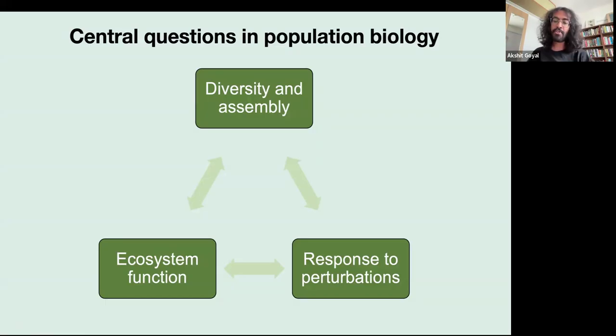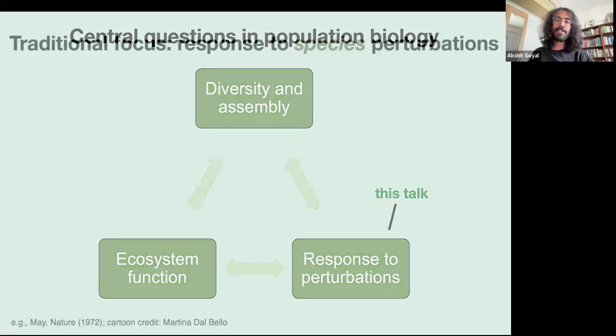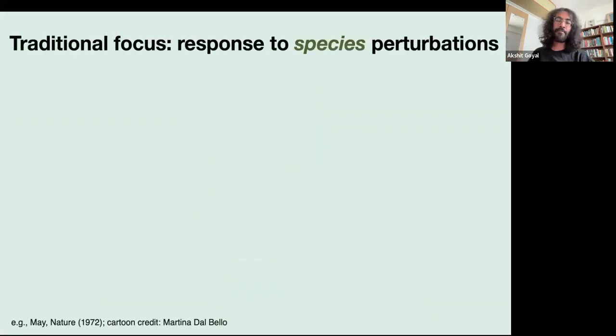They're intrinsically interlinked. How ecosystems function is intricately related to how diverse they are, and how they respond to perturbations will change how they evolve over time. But I want to spend the majority of today's talk on the bottom right part of this question pyramid, so to speak, which is how populations respond to perturbations. This is a question that people have thought about for 50 to 60 years now. And I would say the traditional focus when thinking about responses to perturbations is responses to species perturbations. So let me describe what I mean.